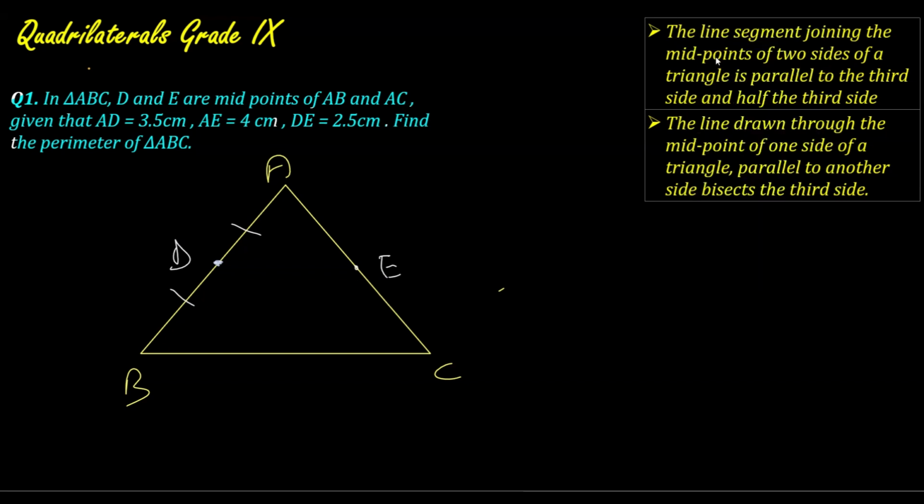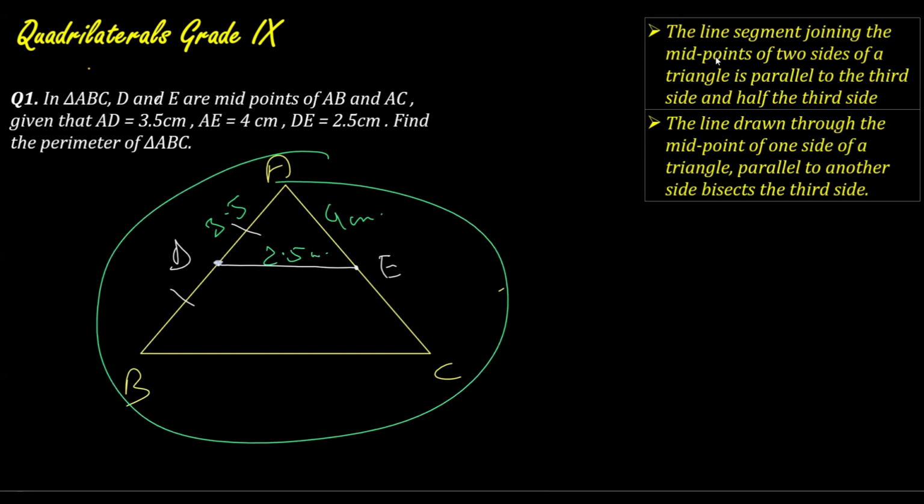So the first thing that we'll do is to join this length DE here. So I join this length DE. And I'm writing the measurements which are given here. You can figure out that the measurement given here is for AD. AD is 3.5 centimeter. AE is given as 4 centimeter. And further, we have the length of DE as 2.5 centimeter.